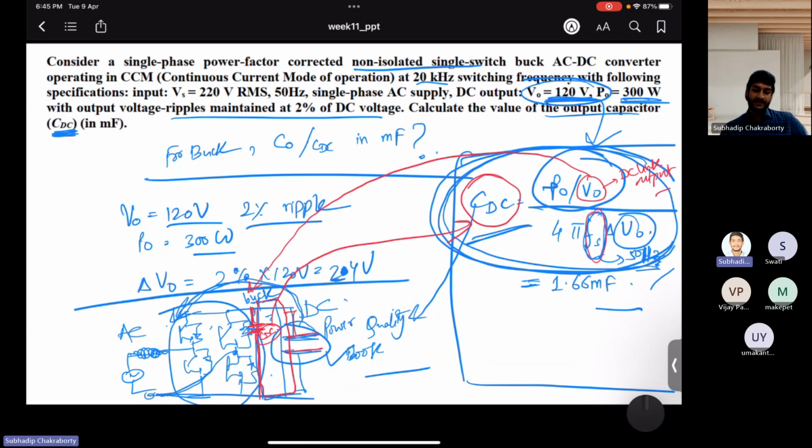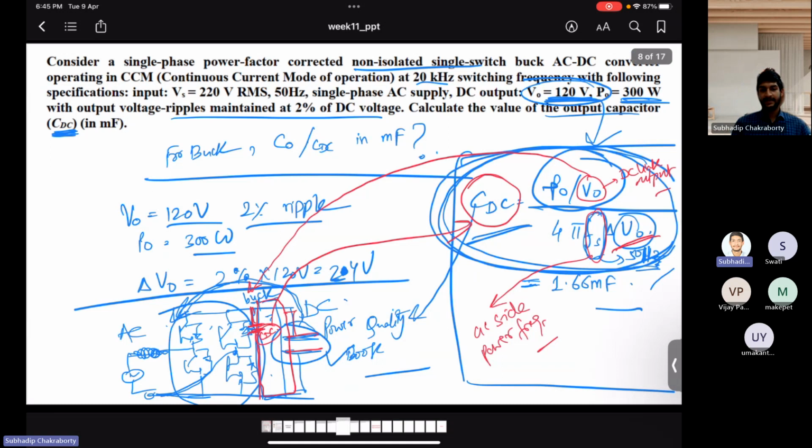And this is the line frequency of the AC side, the power frequency. Del V naught, whatever that is, accordingly you can calculate. Okay?